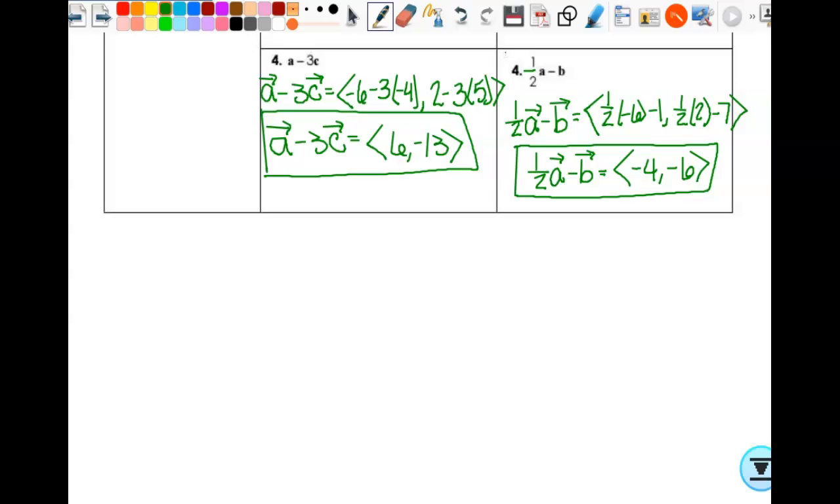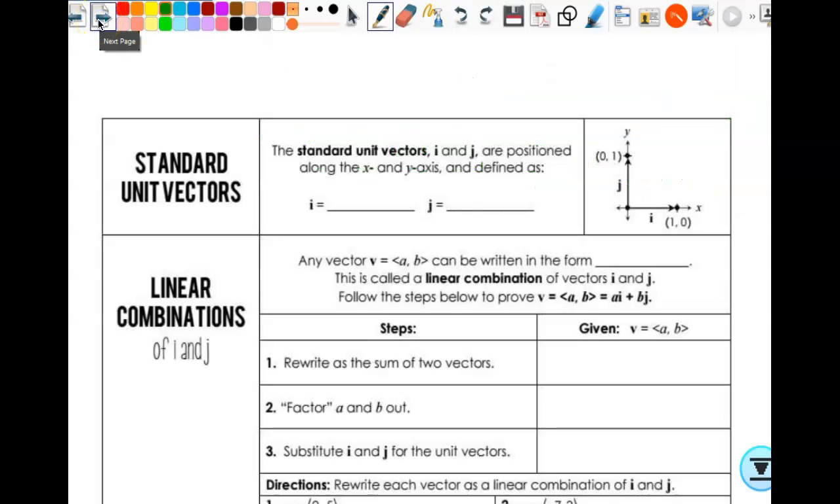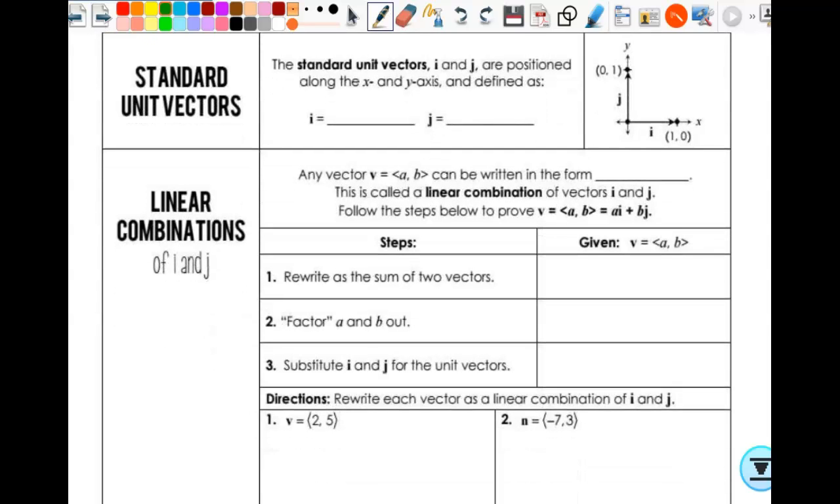All right, so let's talk about unit vectors. The standard unit vectors, i and j, are positioned along the x and y axis and are defined as, here this point is 1, 0, this is 0, 1. Just like we have a unit circle and the radius is 1, our unit vectors have a length of 1. One represents the x unit and one represents the y. So i goes with x, j goes with y. These are bolded, but there's a couple different ways that you can represent the unit vectors.